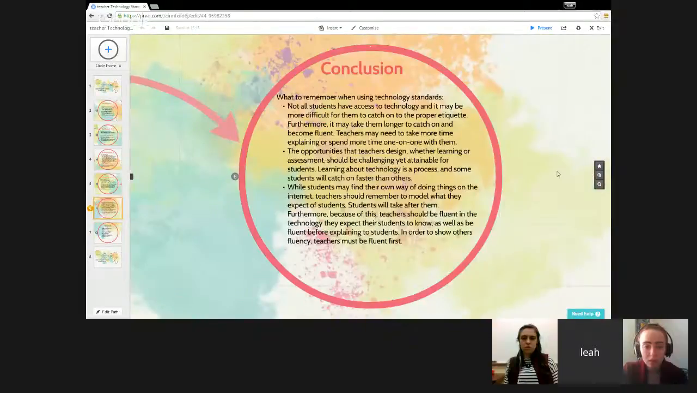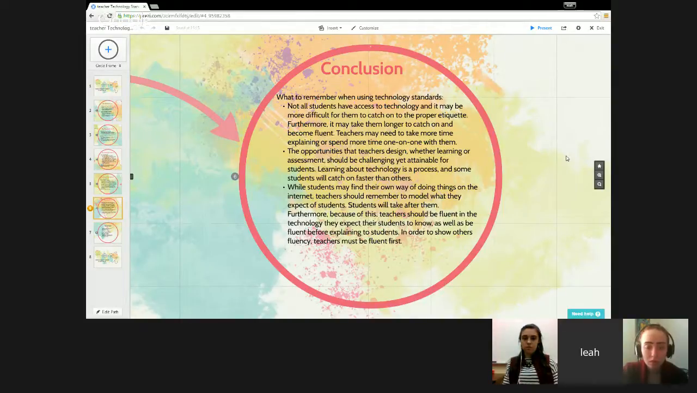Some things to remember when using the technology standards are that not all students have access to technology, and it may be a little bit more difficult for them to catch on to proper etiquette. Furthermore, it may take them longer to catch on and become fluent. Teachers may need to take more time one-on-one and explain more with them. Also, the opportunities that teachers design for them, whether that's learning or assessment, should be challenging yet attainable for students. Learning about technology is a process, and some students will catch on faster than others.